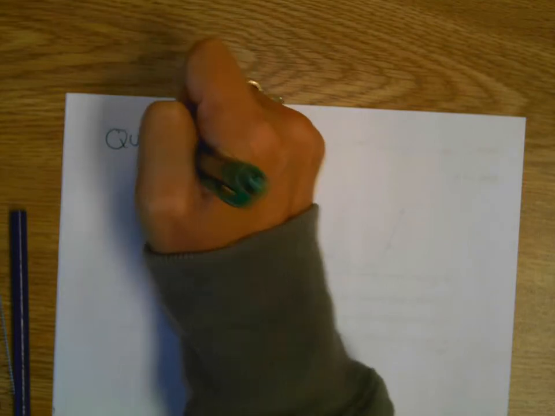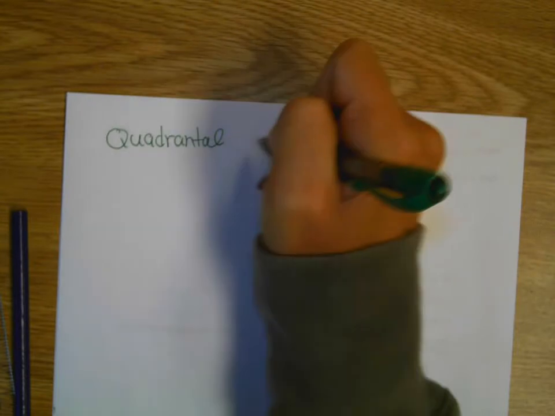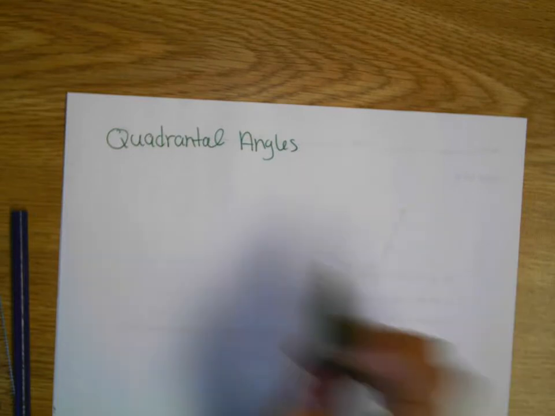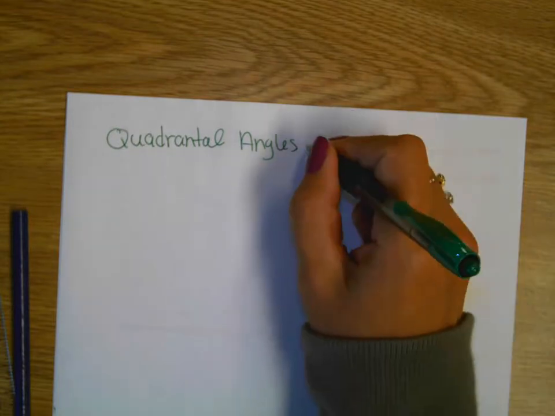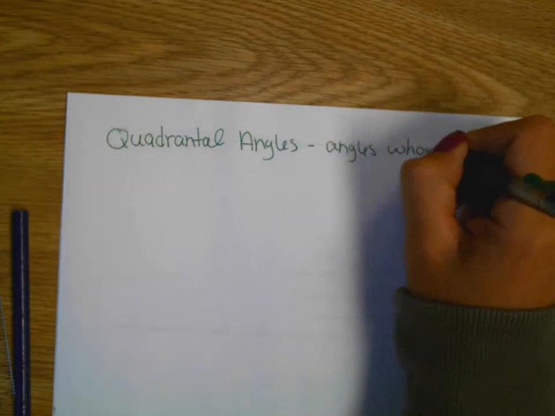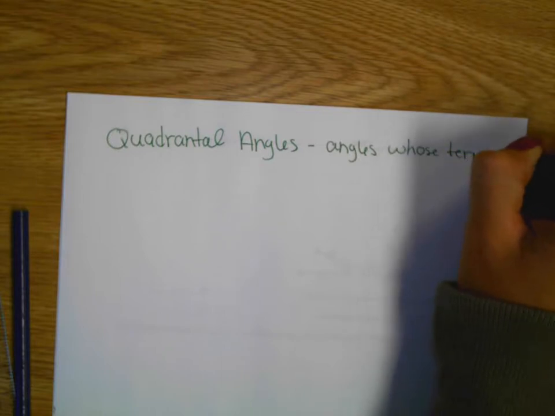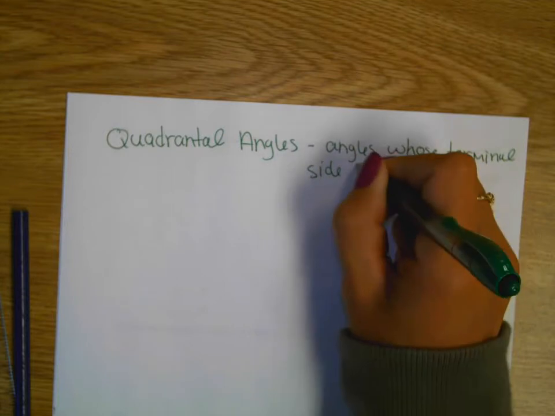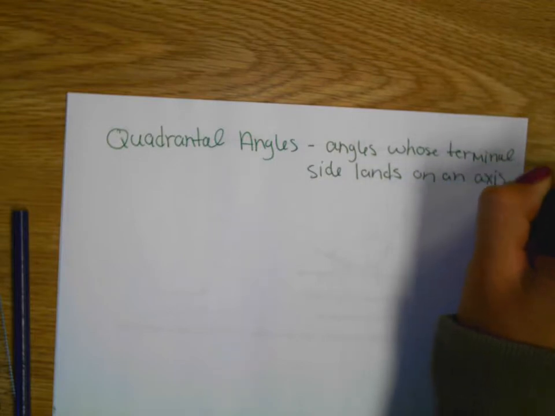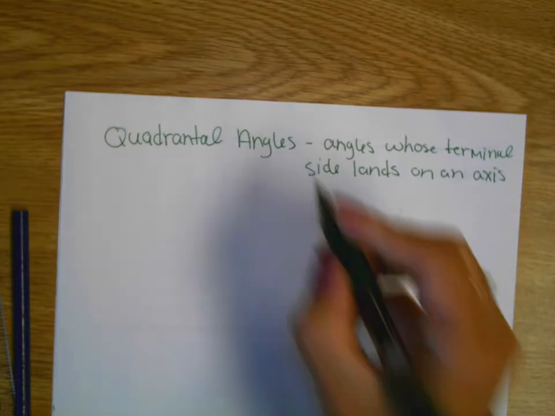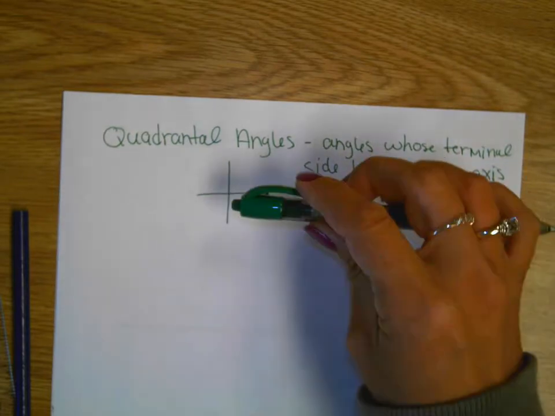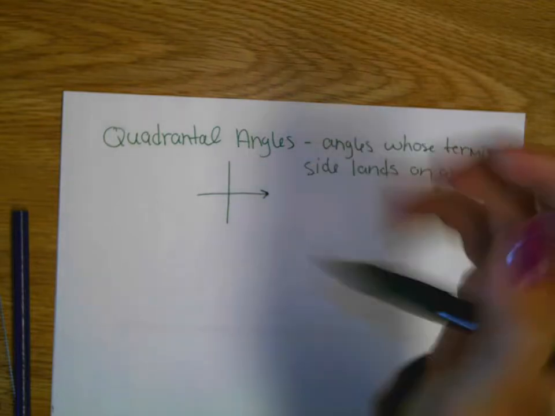Quadrantal angle. This comes up on the test. It's actually very easy because you've already done it all on your own. But this phrase, quadrantal angles, these are angles whose terminal side lands on an axis. So the angles that land on an axis, well, we start out on an axis, so that makes 0 degrees a quadrantal angle.